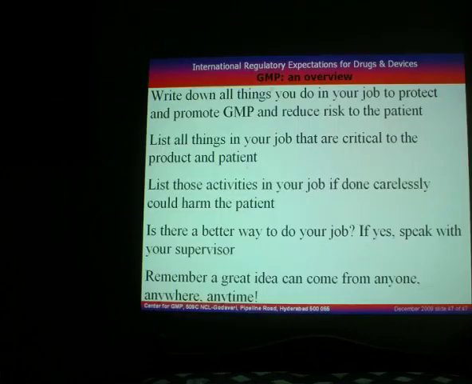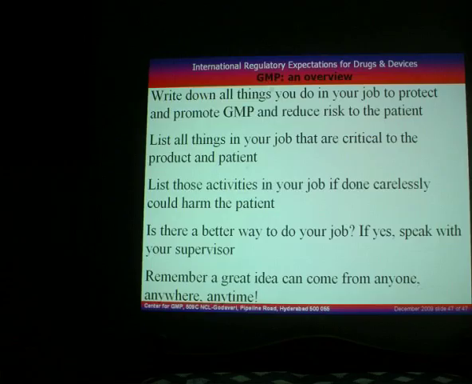Lastly, I have a suggestion. Write down all things you do in your job to protect and promote GMP and reduce risk to the patient. Just list it down. List all things in your job that are critical to the product and patient, so that you pay extra attention to those that are particularly critical. List those activities in your job which, if done carelessly, could harm the patient. Note down, if you were not to do this, then what would happen to that patient?